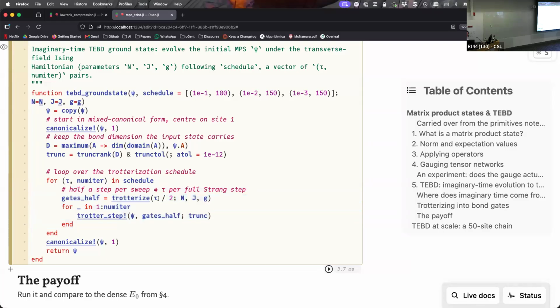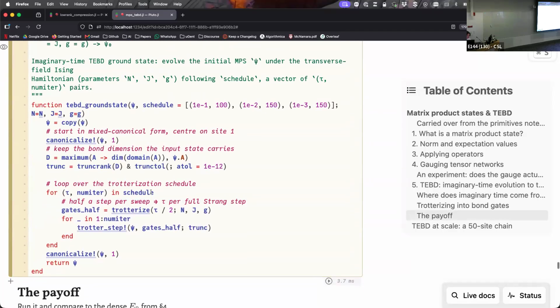Interestingly, this will not actually affect the result, but if you really want to be correct about it, if you want to do a time step of tau, because we're going forwards and backwards, you have to apply gates that are tau over 2, because you're applying 2 gates per bond.